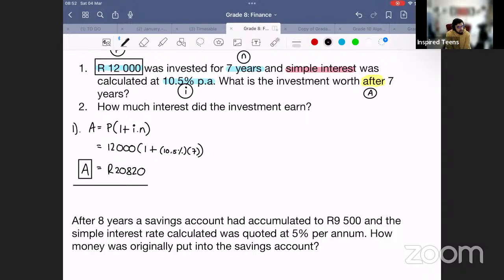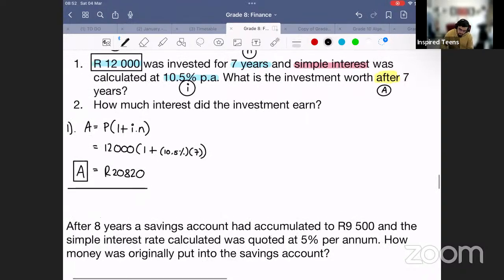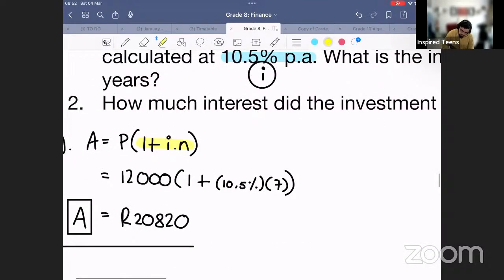Yes, time is up. Unfortunately, we're going to have to end it there. Why are you adding the 1 in the bracket? Because that's part of the formula. The formula has a 1, so I put a 1.